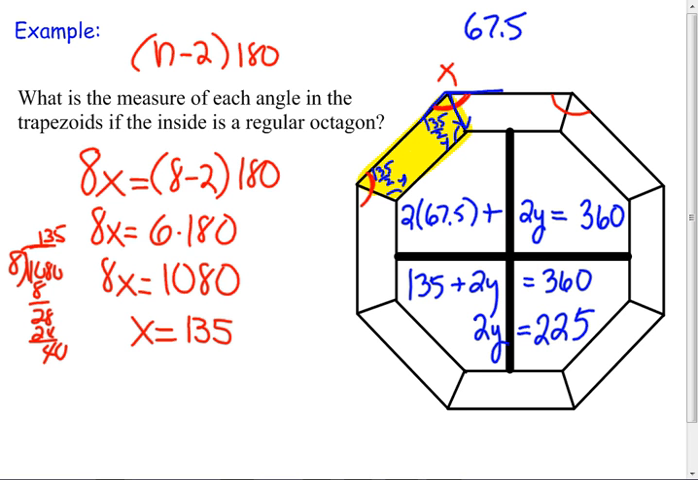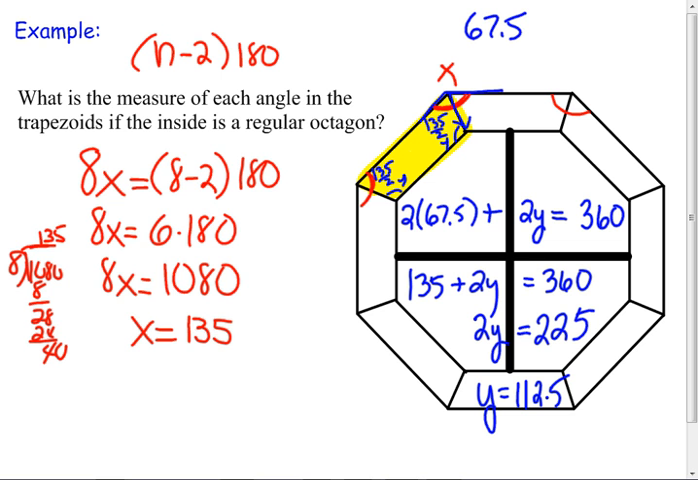How did I get what? There's 2 of these guys, and then you have 2 of these, and these other ones are equal. I also know something you don't know: this angle here in my trapezoid and this one here, because these are parallel, those are supplementary. So I could have just subtracted from 180. Yes, y is 112.5.